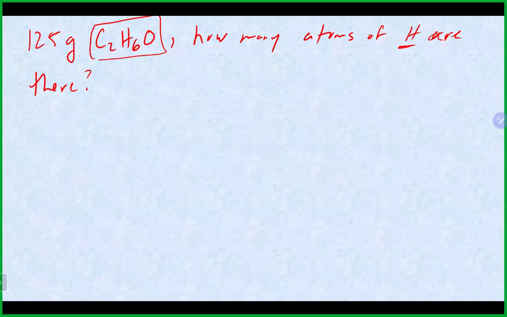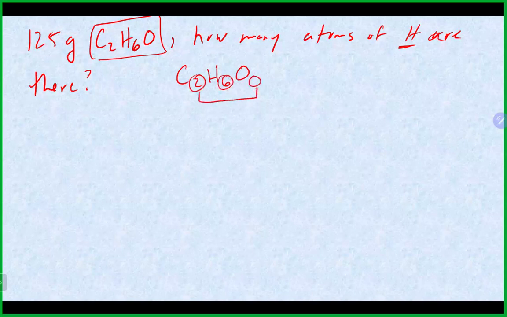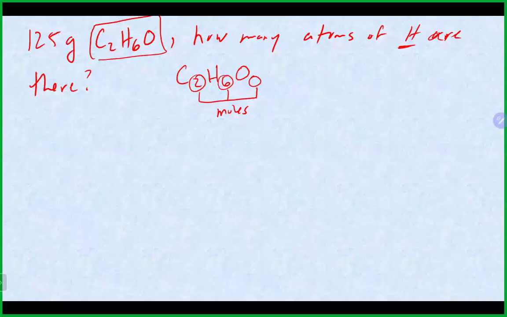So what we would do is when we look at this formula here of C2H6O, and we look at all these bottom numbers, these subscripts, these are also sometimes referred to as the moles of each of these. And what that will allow us to do is actually come up with several different conversion factors that you could use based on just the actual formula itself.